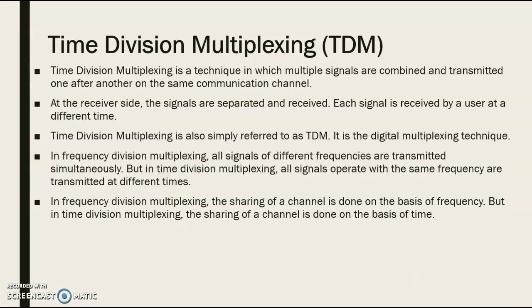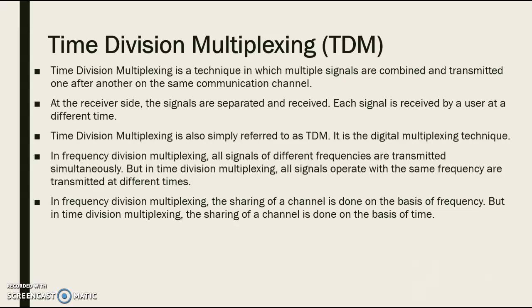So now we are in time division multiplexing. Time division multiplexing, or TDM, is a technique in which multiple signals are combined and transmitted one after another on the same communication channel. At the receiver side, the signals are separated and received. Each signal is received by a user at a different time. Time division multiplexing is simply referred to as TDM. It is a digital multiplexing technique.